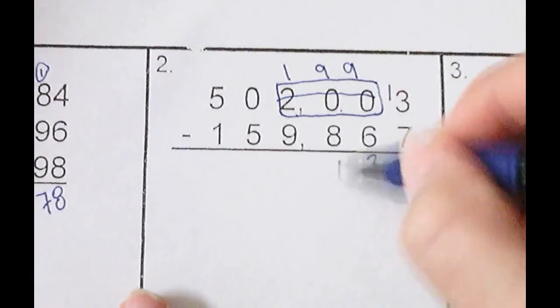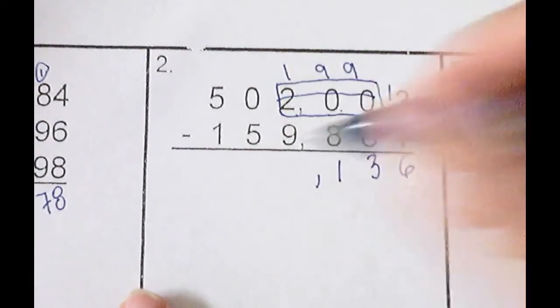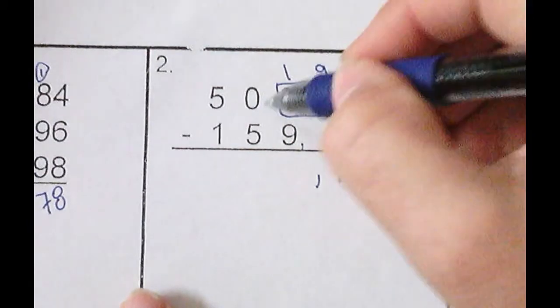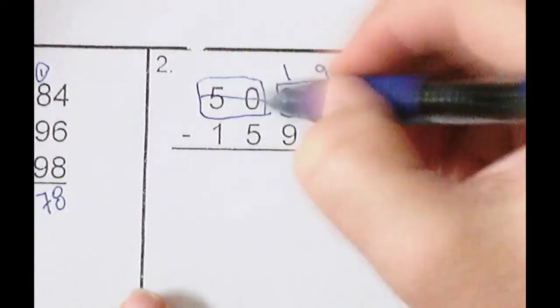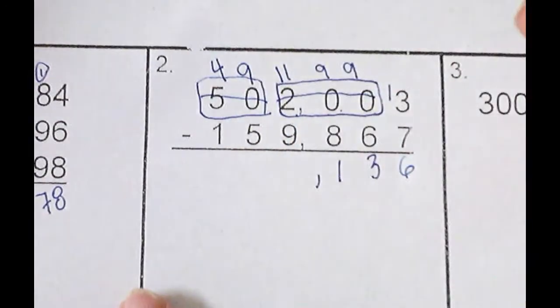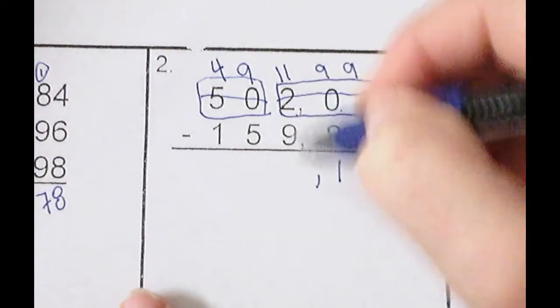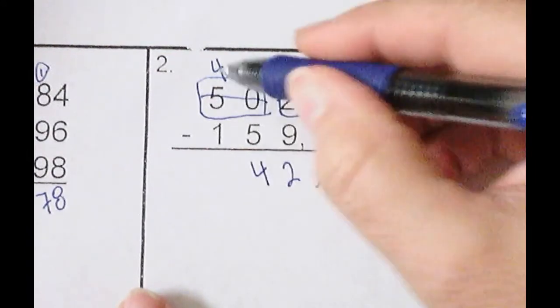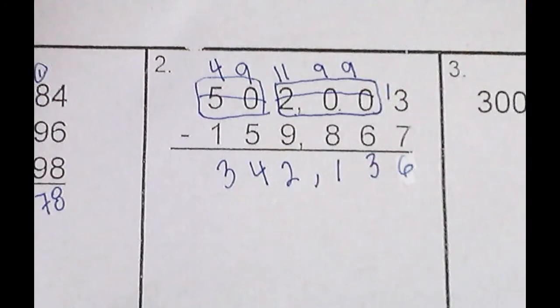9 minus 8 is 1, comma. 1 minus 9. That won't work. Stick up one finger, take away 9. I don't think you have 8. Go next door. You don't have a next door. How about 50? Borrow 1 from 50 is 49. Give 10 to your neighbor. That's 11. 11, take away 9. How about 2? Because 9 plus 2 is 11. 9 minus 5 is 4. 4 minus 1 is 3. So how about 342,136?